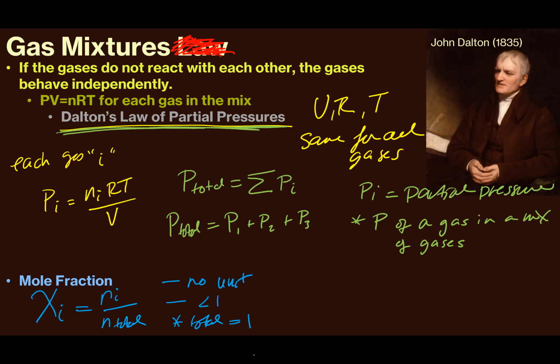Because say you have a mixture that's 50-50 of two different things, the mole fraction will be a half for each one. You add the two halves together, that's a whole. So your mole fraction total is always equal to 1.